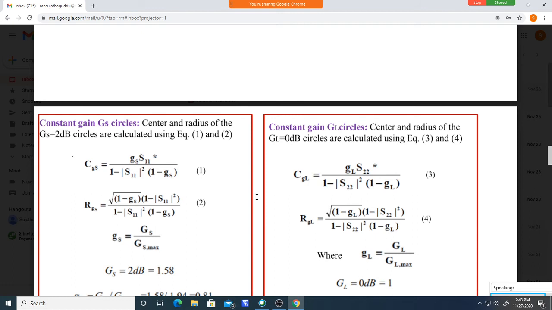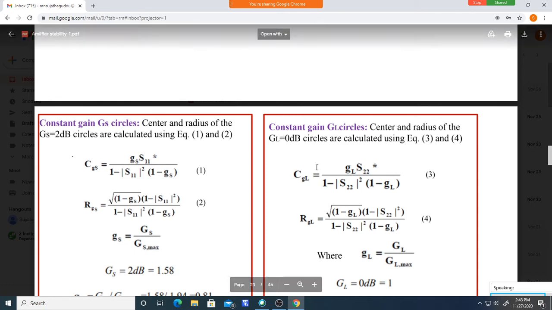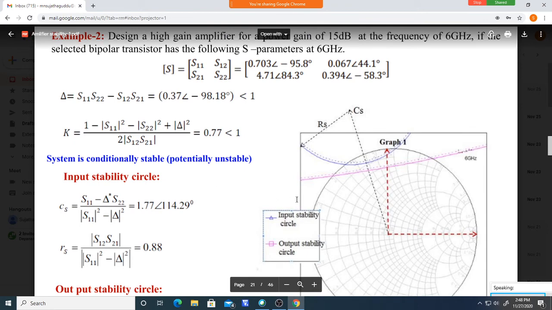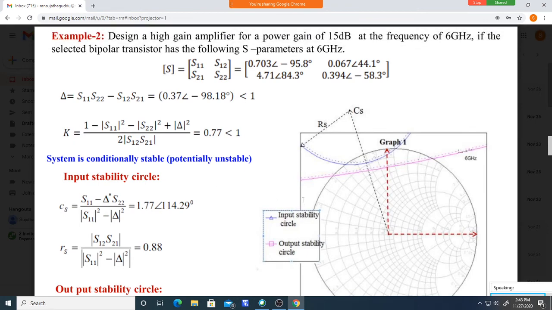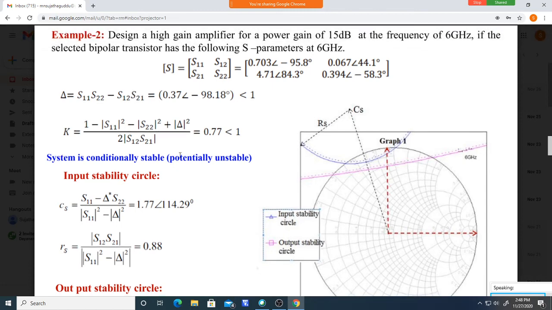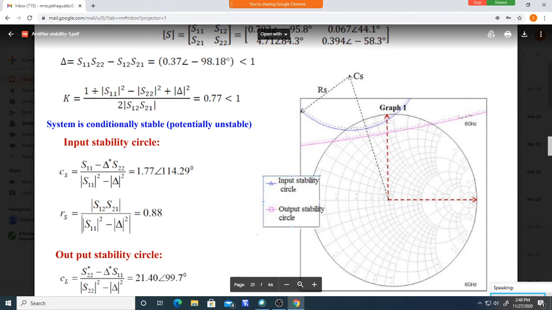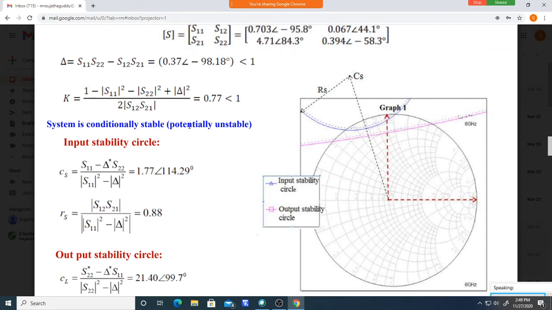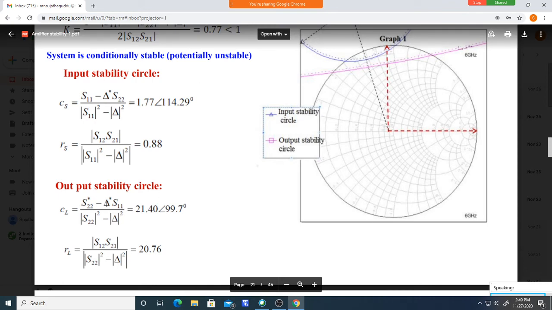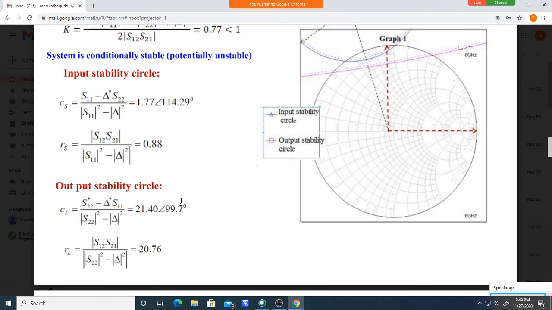Once it is conditionally stable, you should go for the graphical method. Okay, you should draw the input stability circle and output stability circle. See like this. So first for unilateral we saw the error is lesser, so we went for unilateral design. Okay, but you should check the stability region. Delta and k we got, but k is lesser than 1, so automatically it's conditionally stable. If it is conditionally stable, you go for the graphical method. Graphical method means you should draw the input stability circle and output stability circle and find out the stable region.